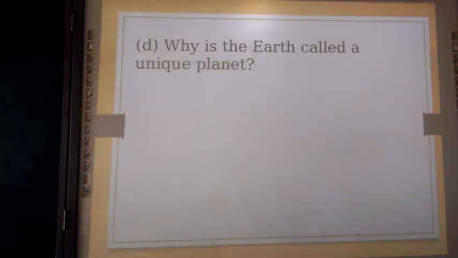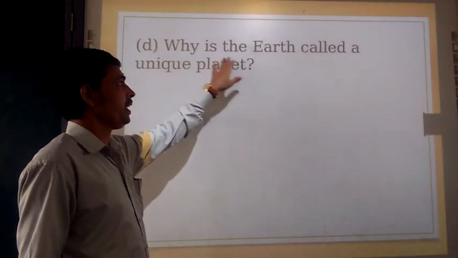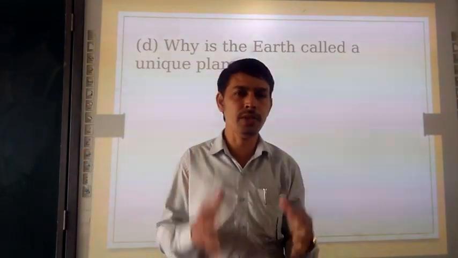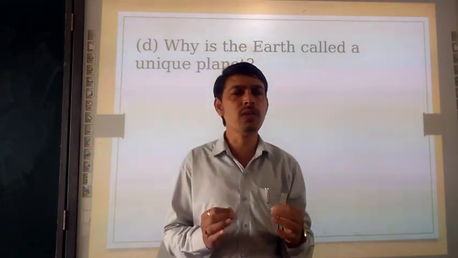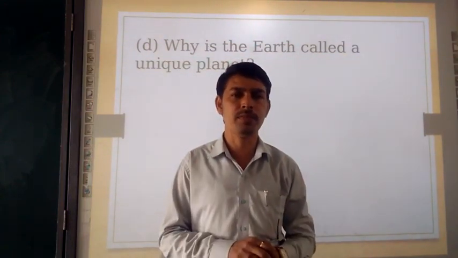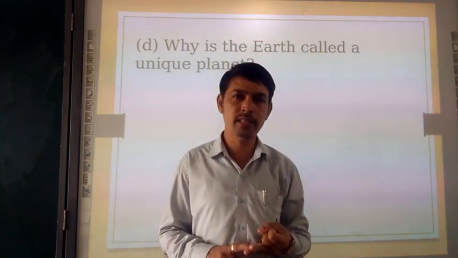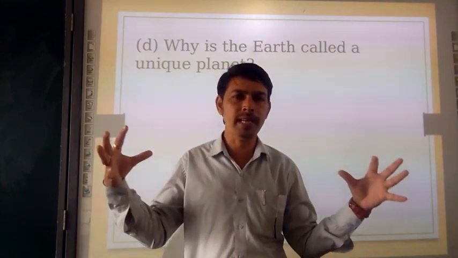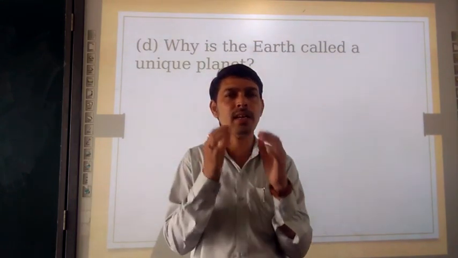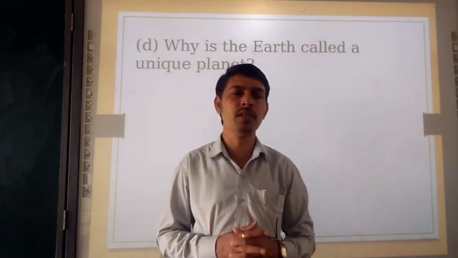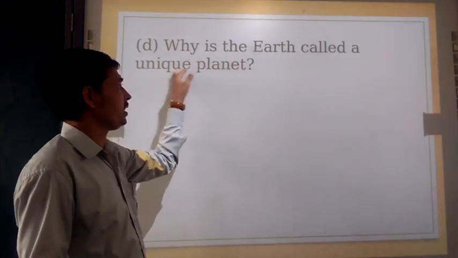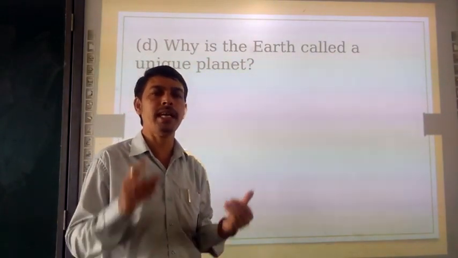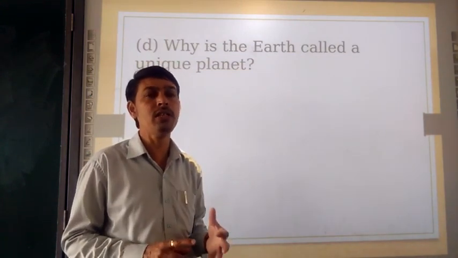Next, D. Why is the Earth called a unique planet? We already studied that Earth is a unique planet because Earth is the only planet which has a life support system, that means air and water. Plus, why is Earth called a blue planet? We already saw that. By capturing all the facts and figures related to Earth, we are going to frame the answer. The Earth is called a unique planet because the basic life support system like air and water is available on the Earth.